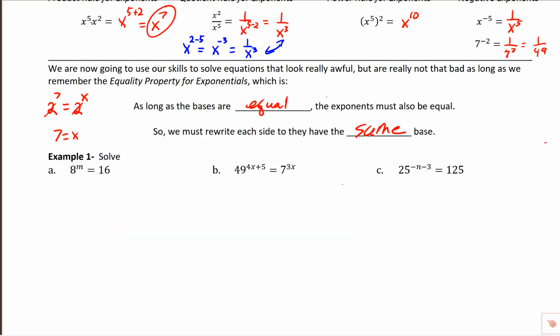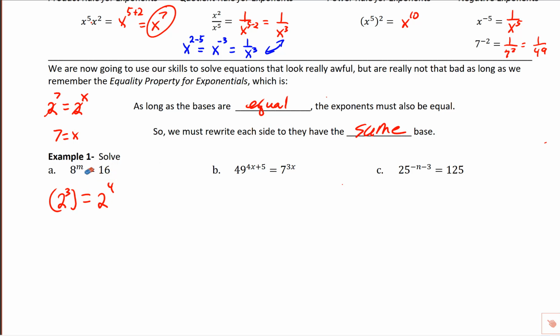So I'm going to come back over here, and here's what we're going to do. We're going to rewrite this as 2 to the third, and that's raised to the m. And on this side, that's 2 to the fourth. Now, we've successfully written both numbers, the 8 with a 2 to the third and the 16 with a 2 to the fourth, so they have the same base.